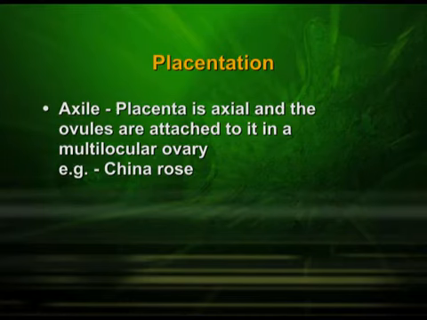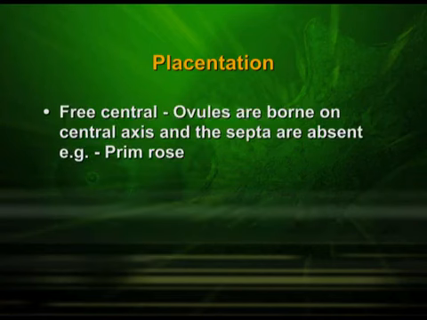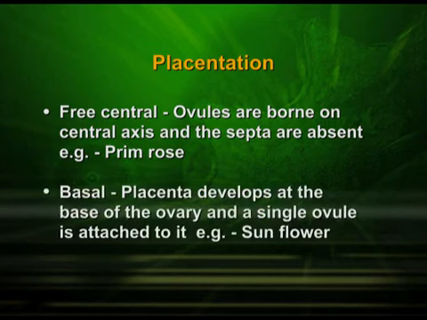Axile placentation. Here the placenta is axial and the ovules are attached to it in a multilocular ovary. Example, China rose. Parietal. Here the ovules develop on the inner wall of the ovary or on the peripheral part. Example, mustard. Free central. The ovules are borne on the central axis and the septa are absent. Example, primrose. Basal placentation. Here the placenta develops at the base of the ovary and a single ovule is attached to it.